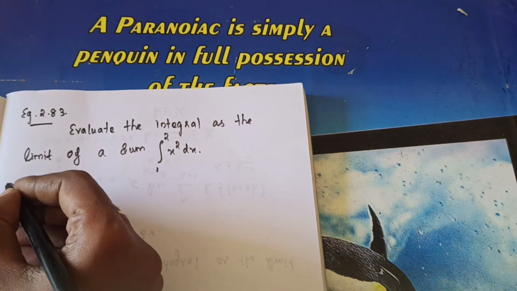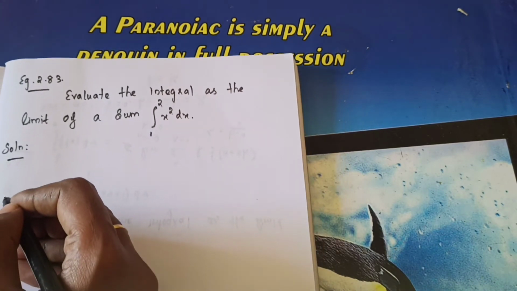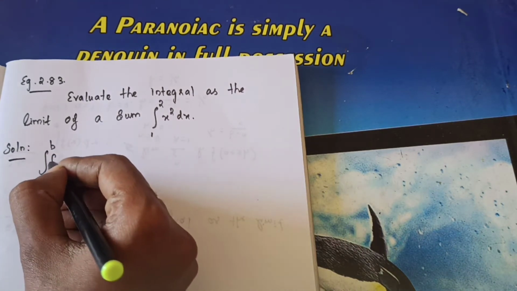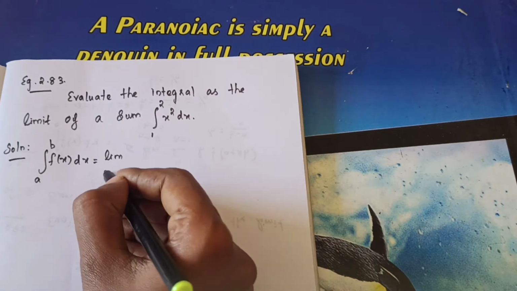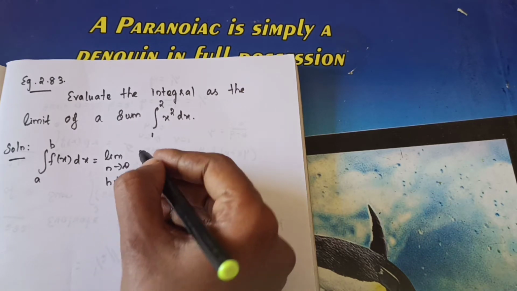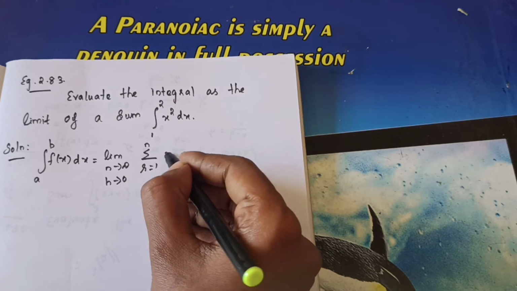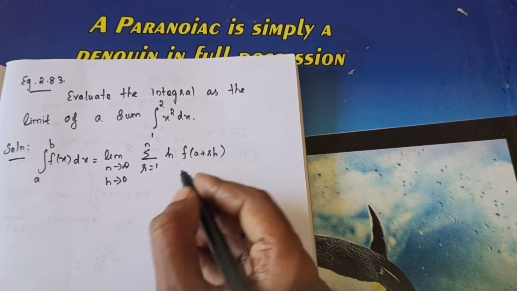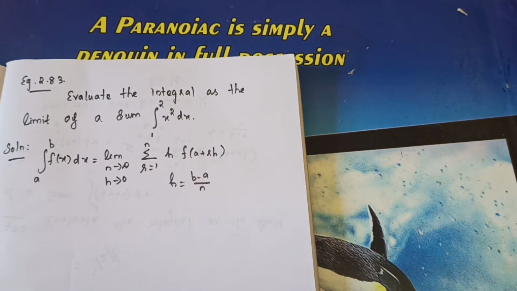Solution. First, what will you do? First, we will write the formula. Yes, write down the formula first. Integral a to b of f of x dx is equal to limit n tends to infinity, h tends to 0, summation r equal to 1 to n of h into f of a plus rh, where h is b minus a by n. So this is the formula.